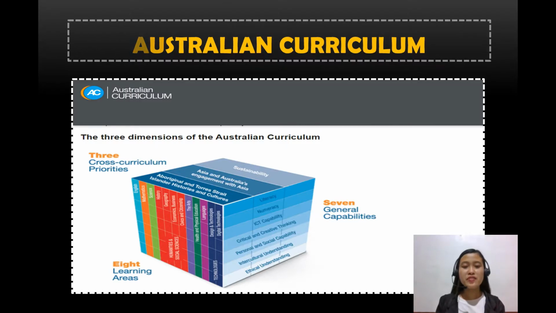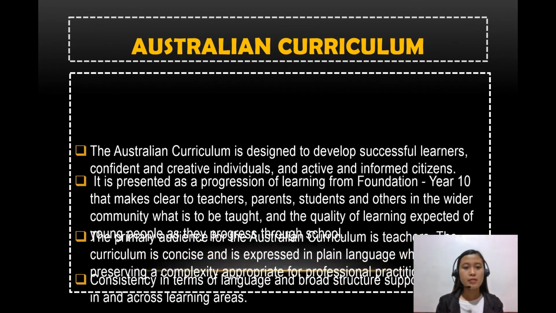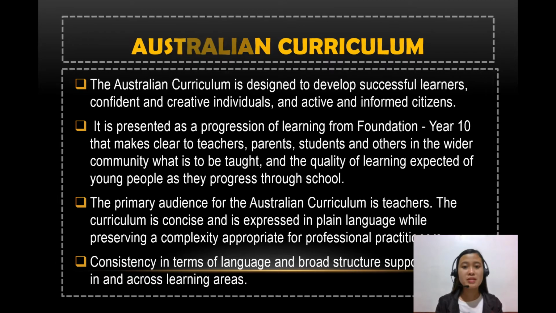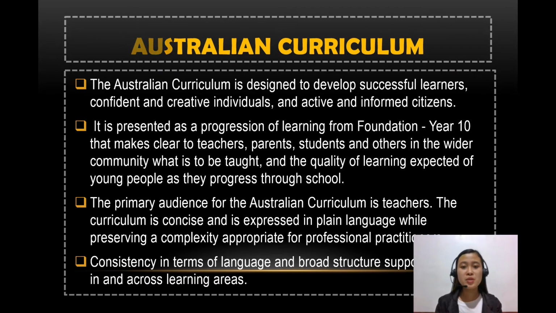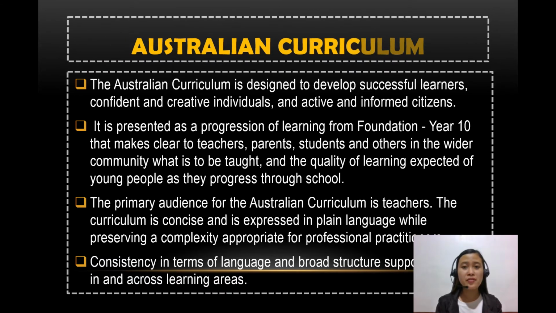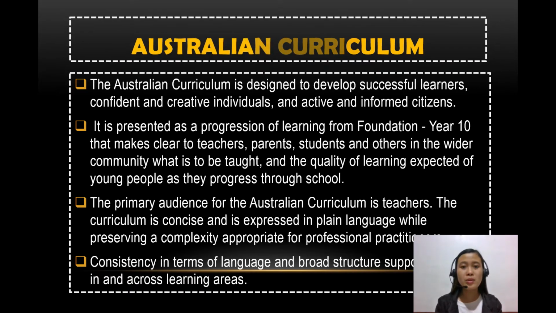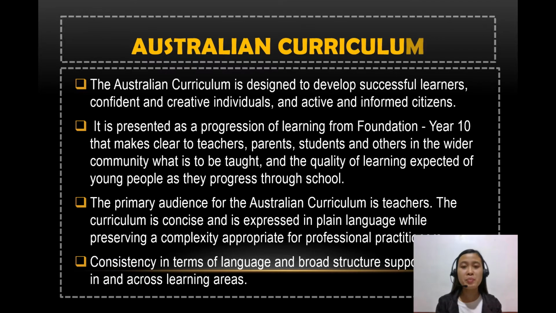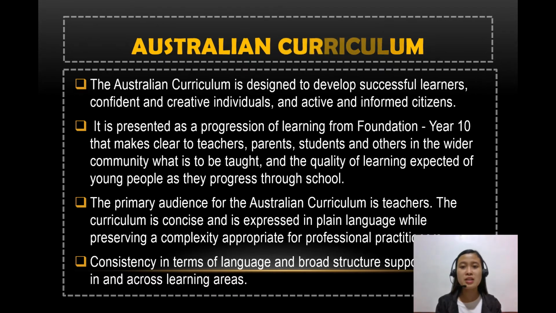The three dimensions of the Australian curriculum include 3 cross-curriculum priorities, 8 learning areas, and 7 general capabilities. The Australian curriculum is designed to develop successful learners, confident and creative individuals, and active and informed citizens. It is presented as a learning path from foundation to year 10 that explains what will be taught and the level of learning required of young people as they go through school to teachers, parents, students, and others in the community.